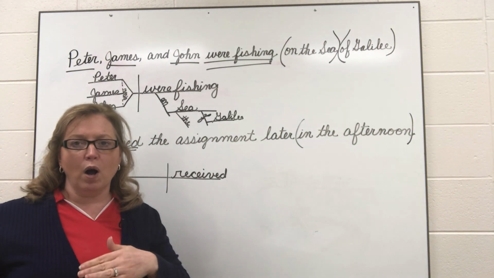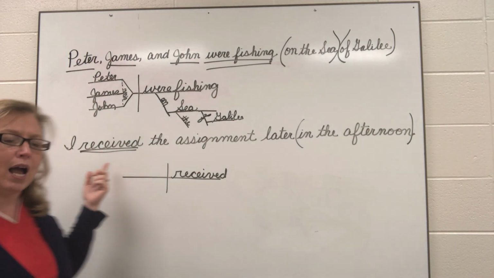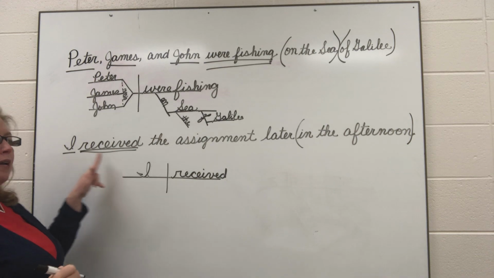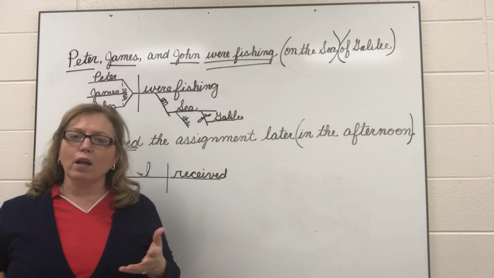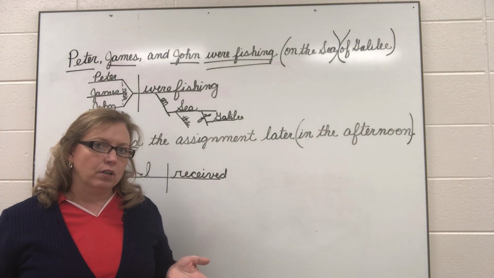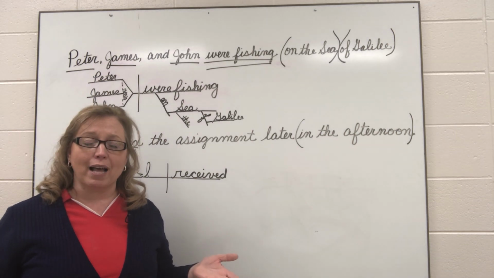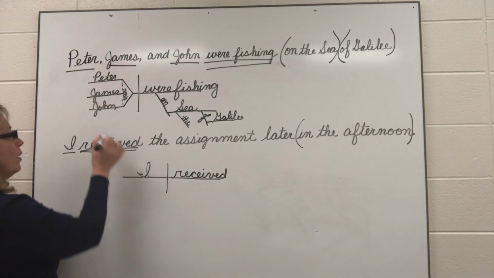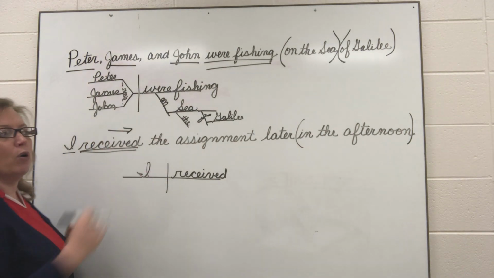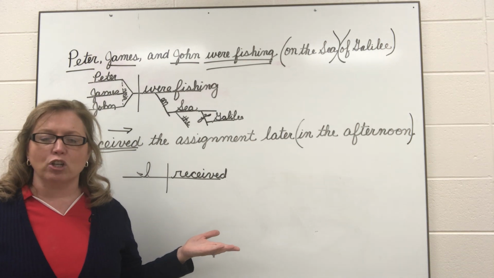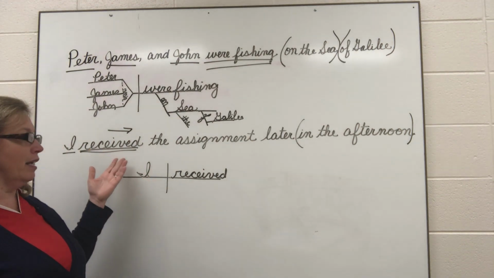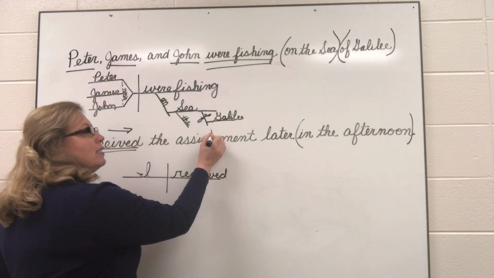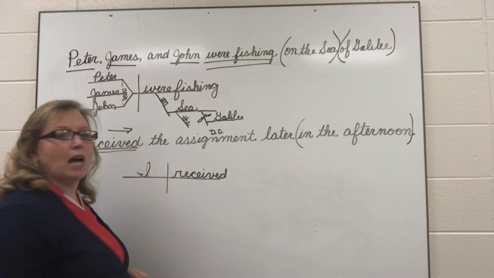Who or what received? I. So I is the subject. So I received. Now, what kind of verb is received? It is an action verb, that's correct. I received, since it's action, I'm going this direction and I'm looking for what? The direct object. I received what? I received assignment. Assignment is my direct object.